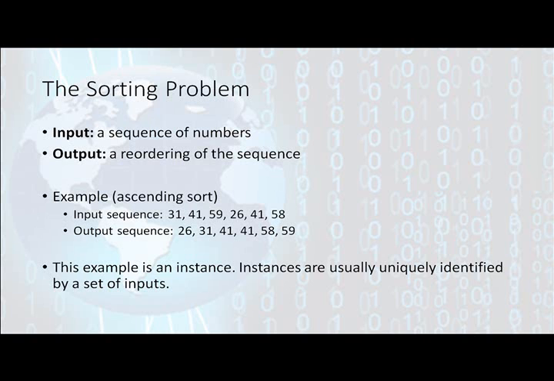So let me just point out that this example is known as an instance. Instances are usually uniquely identified by a set of inputs. Now, it might not seem like a very important point right now, but later when we talk about object-oriented programming, instances are a very vital concept.